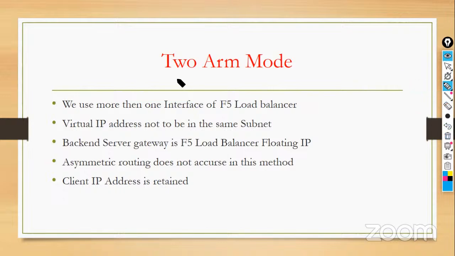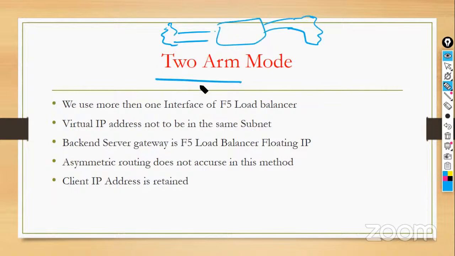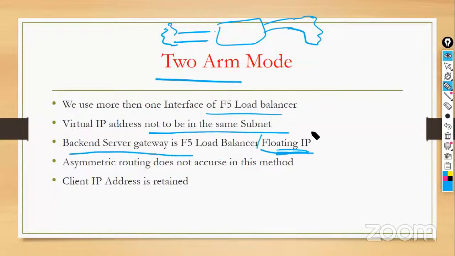Once we talked about two-arm mode, we are using two arms. Here you see we use more than one interface of the F5 load balancer. The virtual IP address is not in the same subnet. The backend server gateway is the F5 load balancer's floating IP. Asymmetric routing does not occur in this method. Client IP address is retained.